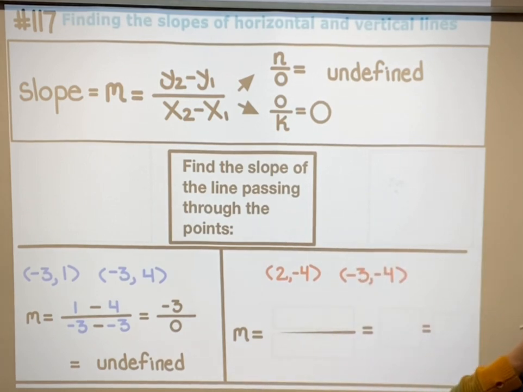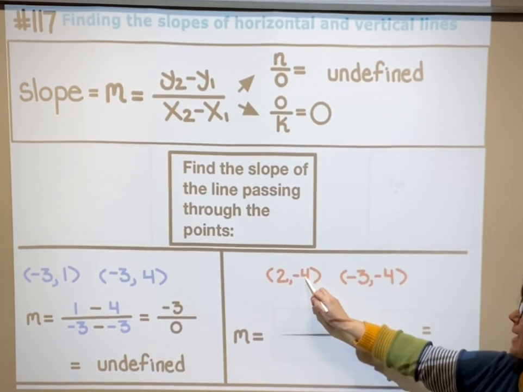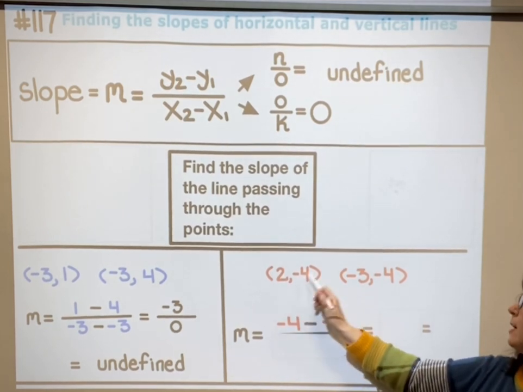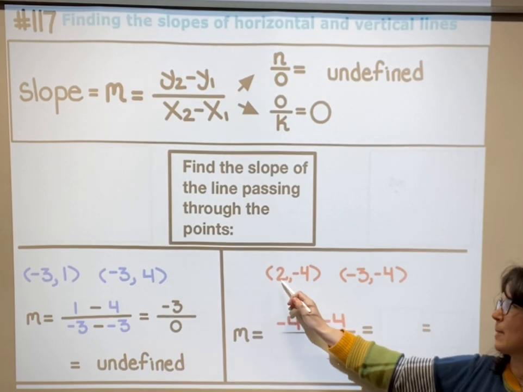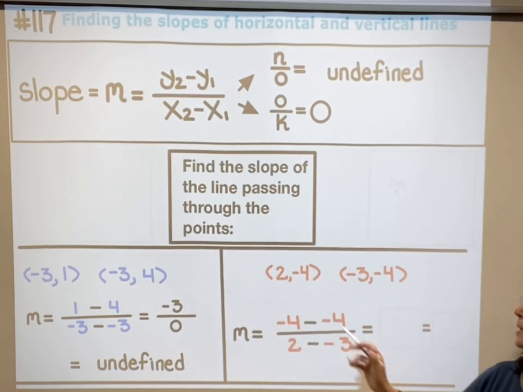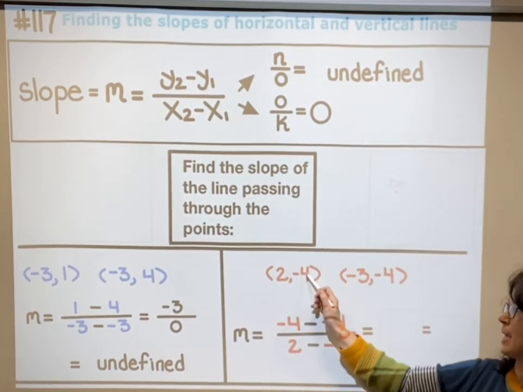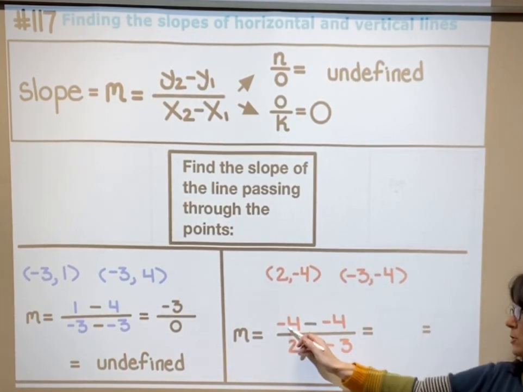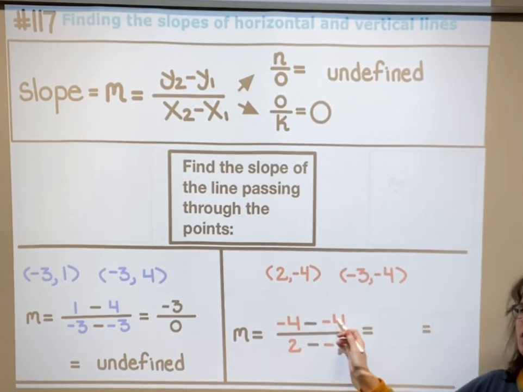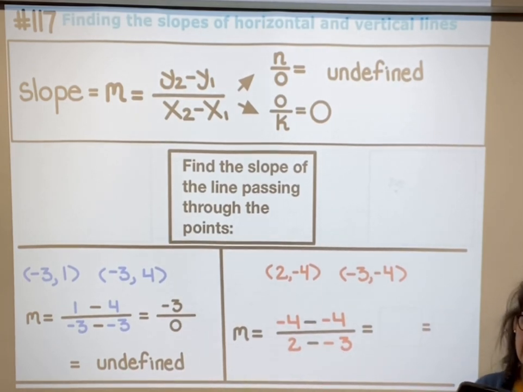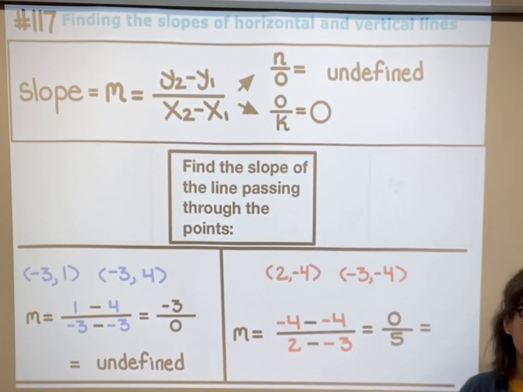Okay, so now this one here, subtracting the y's over subtracting the x's. So I'm going to have -4 minus a -4, just going from left to right, y minus y. And then x minus x, 2 minus a -3. If you want to say -4 minus 4 over -3 minus 2, that's also fine. All right, so -4 minus a -4 is -4 plus 4, which is 0. And then minus minus is plus, so 2 plus 3 is 5. And I have 0 over 5.